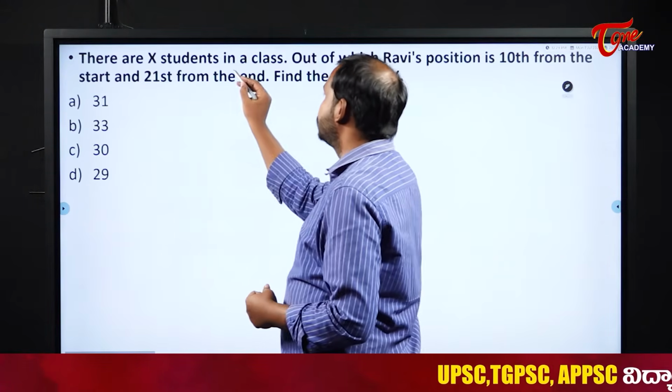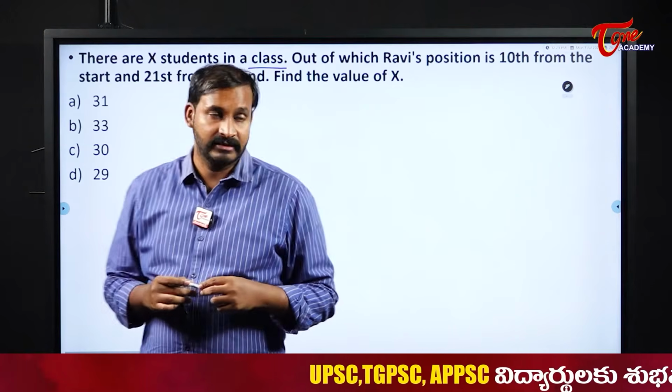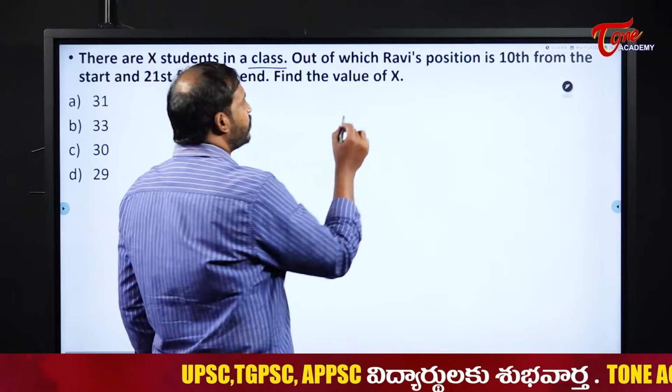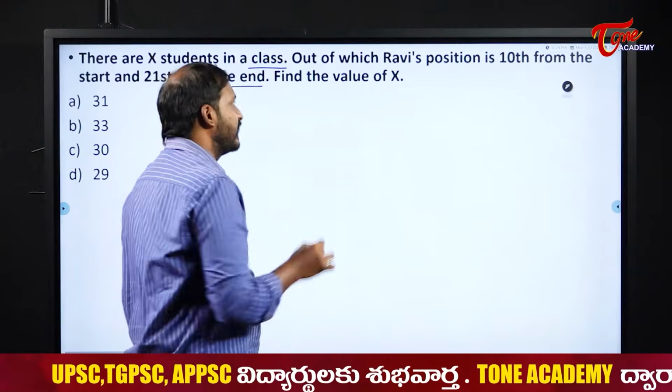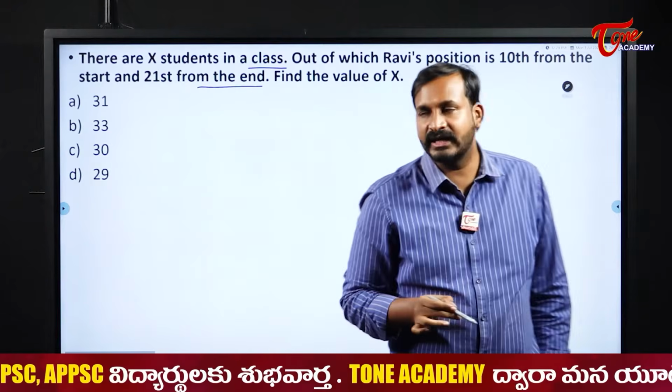There are X students in a class. We don't know how many students there are. Out of which Ravi's position is 10th from the start and 21st from the end. Find the value of X.